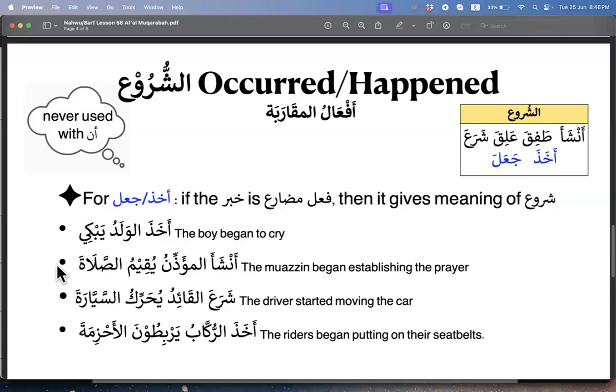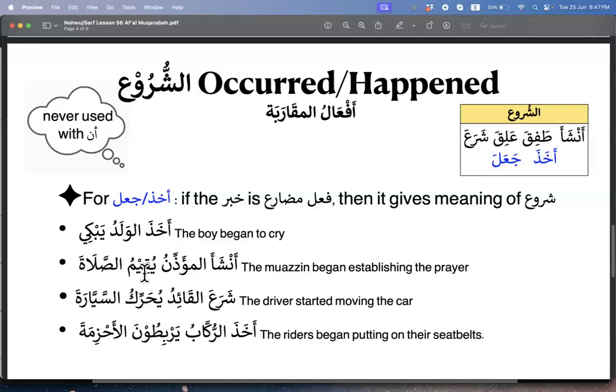Next one, Sister Vinita. So ansha'a is fi'il naqis, and this is madi or mudari? Is it fi'il madi? Yes. So then it is madi. So this is madi, fi'il madi, and ism is muazzinu. And its khabar is yuqimu salata.